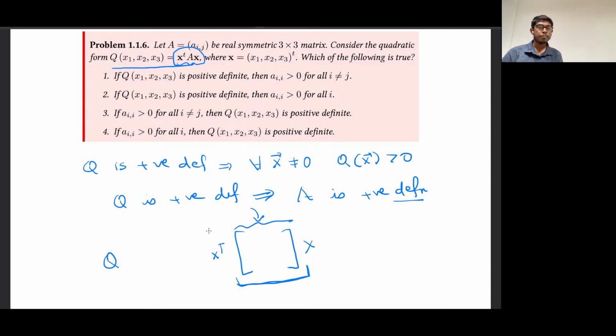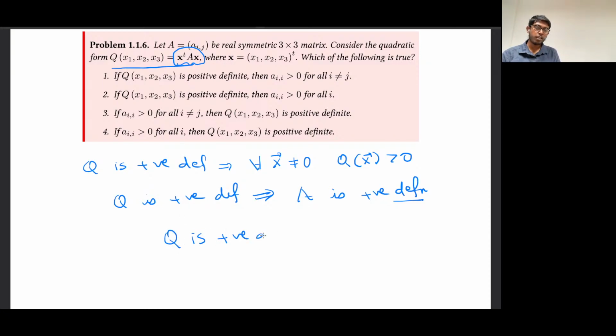Sorry, I made a mistake, that's not correct, what I told. Q is positive definite if and only if A is positive definite. So the quadratic form Q is positive definite if and only if the corresponding matrix A is positive definite. Let us see when a symmetric matrix is positive definite.